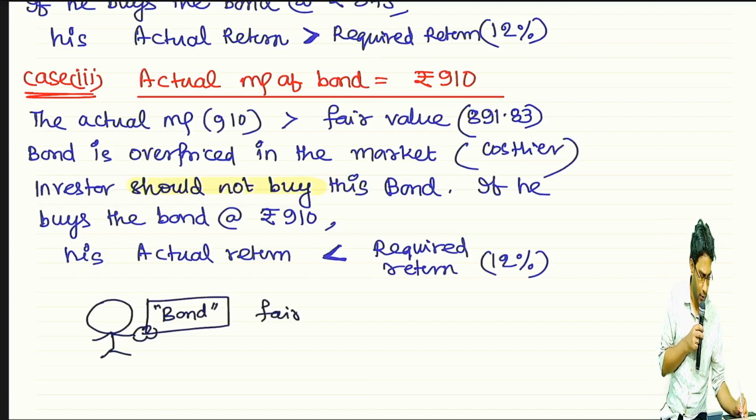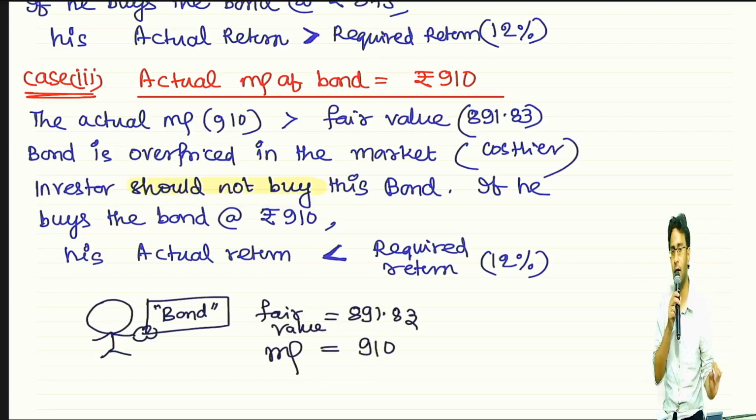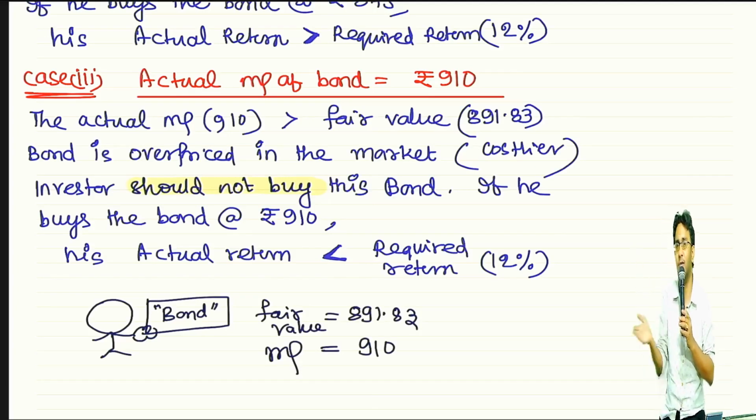You know that the fair value of the bond is 891.83. You also know that in the market, the bond price today is 910. What you should do? You should ideally sell off the bond. Why you should sell off the bond? The bond's worth is 891, but some fool is there in the market who is willing to buy it at 910. Just now he bought, some people bought, more people are also there. So before they realize that the bond is overpriced, you go and sell off the bond.